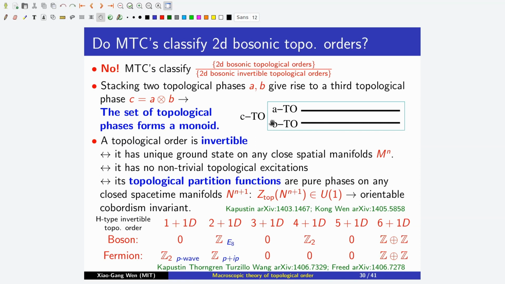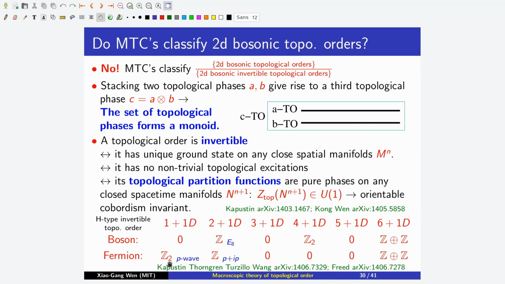Inside this monoid, there's certainly a subset which can have inversion, so they form a group. This subset of topological orders is called invertible topological order if they form a group. Also, stacking A on B and B on A is the same, so this monoid is commutative, and this group is abelian. So the invertible topological orders form an abelian group under stacking.